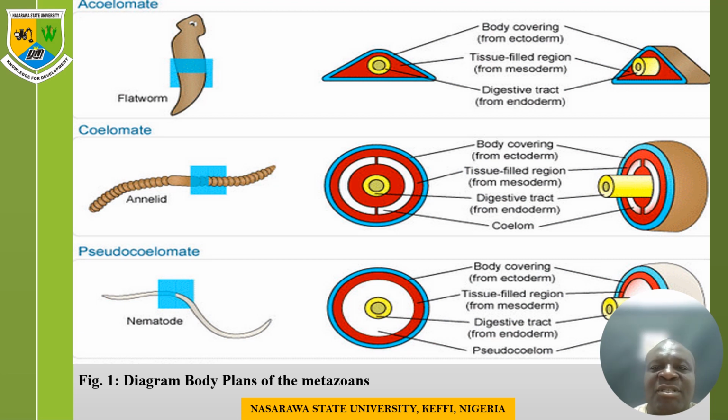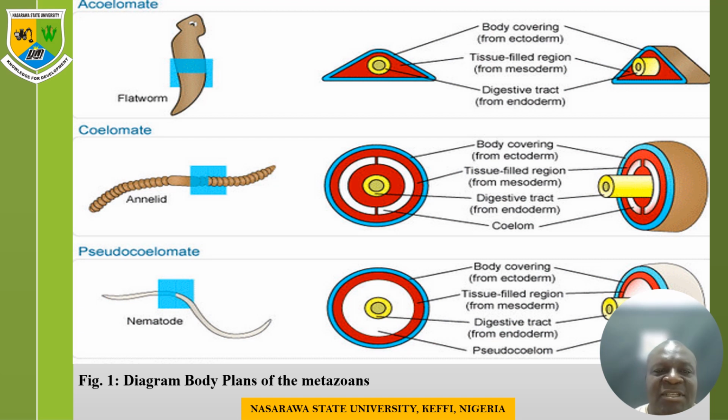So the organisms are made up of the ectoderm, mesoderm, and endoderm. And these three layers are embedded in the body of the organism. So when you cut the organism inside, these are what you will encounter. This seems to be the practical feature showing the coelom. And this one is coelomate.